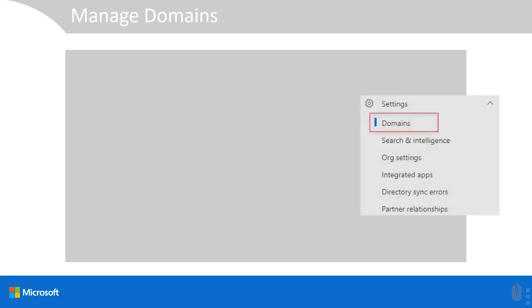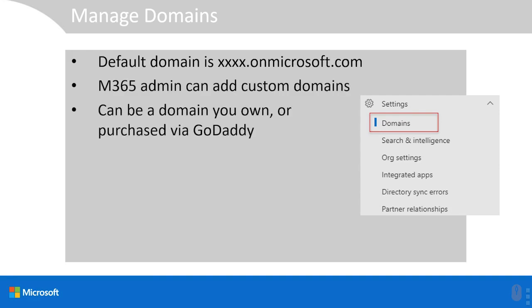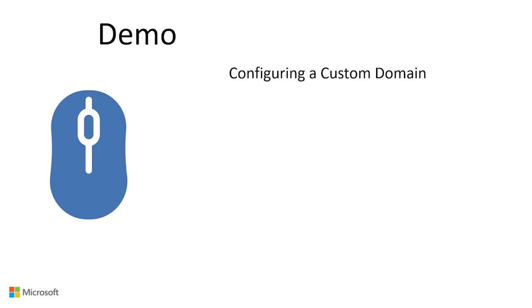So when you create a new Microsoft 365 tenancy, you get a default domain. The default domain is always something.onmicrosoft.com. But you can, and usually will want to, configure a custom domain. And this can be a domain that you own, or it can be purchased via GoDaddy directly via the portal. And we're going to take a look at a demo of configuring a custom domain right now. Now I'm going to show you how to configure a custom domain.